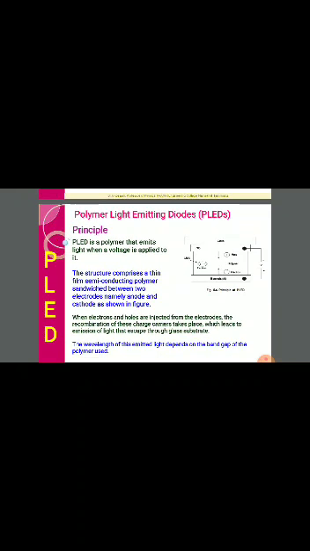Similarly, next, polymer light emitting diodes, PLEDs. This is one more advanced LED. A PLED is a polymer that emits light when voltage is applied to it. The structure comprises a thin film semiconducting polymer sandwiched between two electrodes, namely the anode and cathode, as shown in the figure.